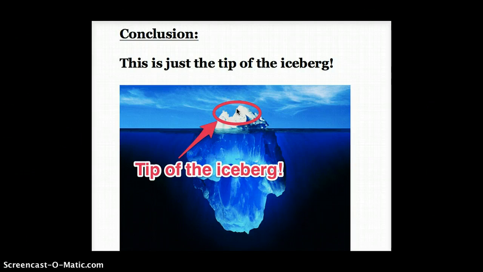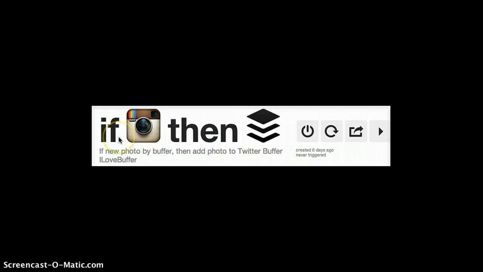I just want to show you that there's so much more you can do with IFTTT, Buffer, and a bunch of other tools. I'll give you a couple brief examples before I end this, just to give you a taste for what else is possible. Another recipe I've created, for instance, is if a new photo by Buffer, so this is Buffer's Instagram account, whenever Buffer posts a new photo on their Instagram, as you can tell, I'm a big Buffer fan, whenever a new one is posted, then this automatically gets added to my Twitter Buffer. So I can update all my followers on what Buffer is doing.